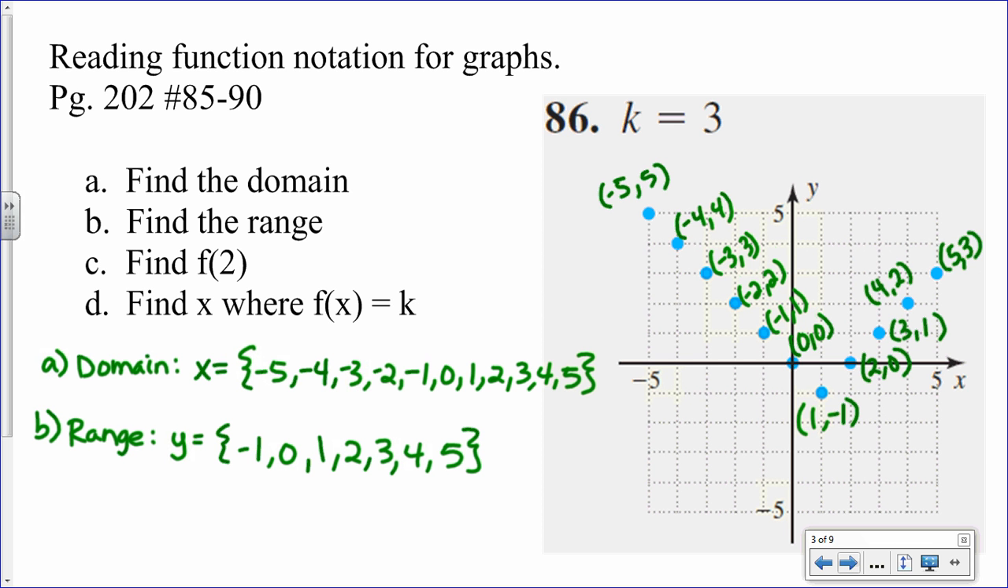All right, we good with that? We see why we have to list those out. If the graph were connected, then I'd be writing an interval.